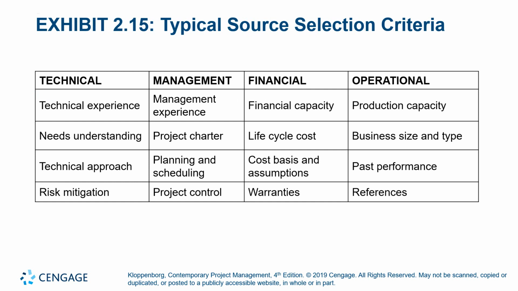So right here is just a grid of the typical source selection criteria. We have the technical experience, we have the needs, understanding, and the technical approach and risk mitigation. And we look at it from three perspectives: the management perspective, the financial perspective, and the operational perspective. This grid is pretty nice because it gives the actual outcomes for each functional area when determining what the criteria is for project selection.